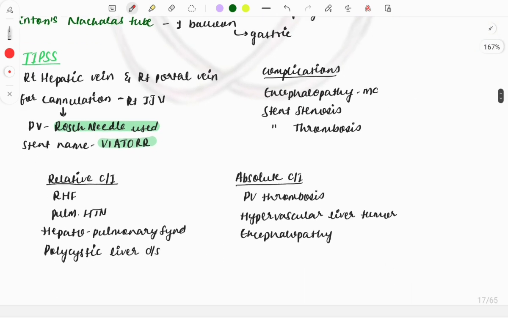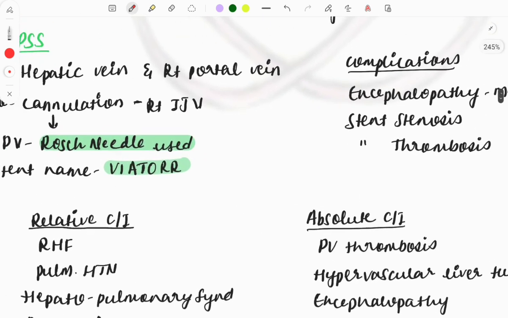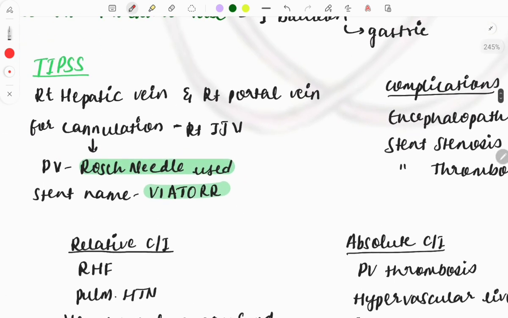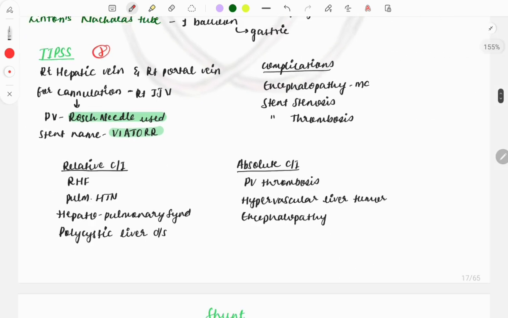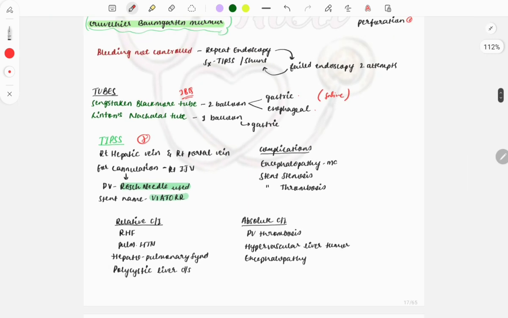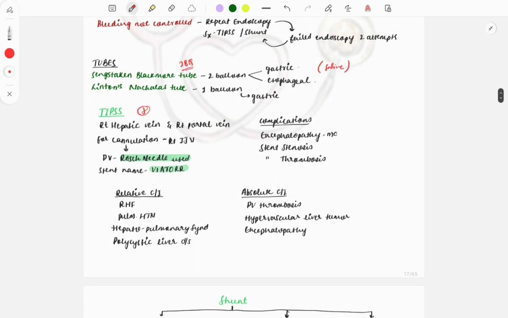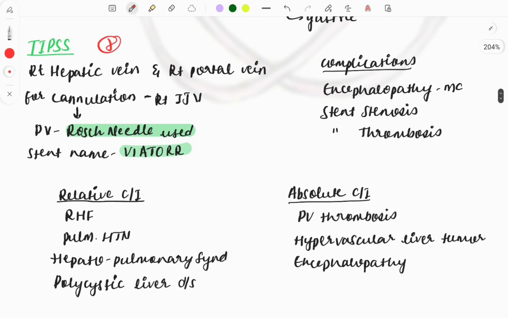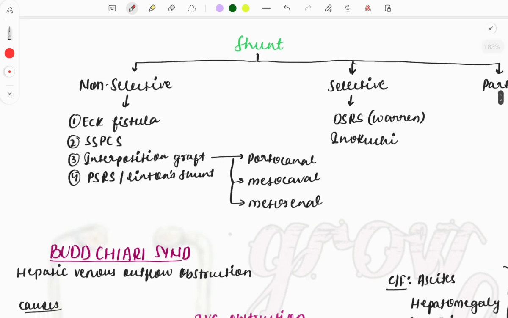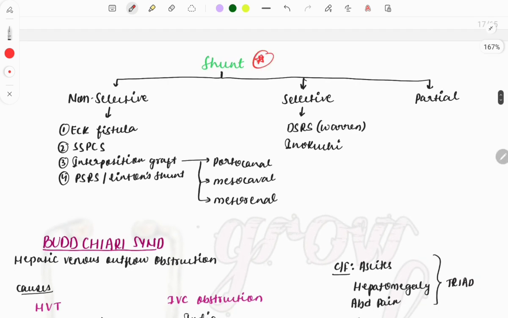Okay, then this one is the TIPS procedure, in which you will be anastomosing the right hepatic vein and the right portal vein, and for cannulation you will be using the right internal jugular vein. Okay, not that much important, don't go too deep into these things because they are not asked in the exam, and why make your schedule hectic over these things. Okay, not that important, if you skip this part also it is okay. So just remember these ones.